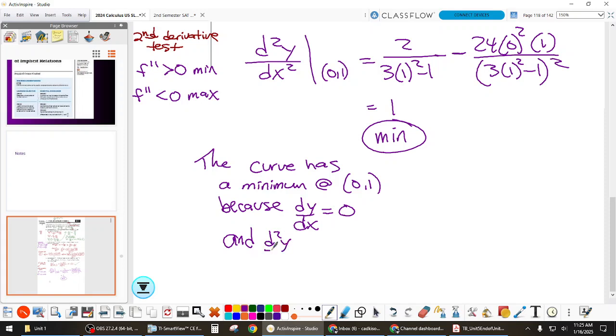Say because dy/dx equals 0 and the second derivative is greater than 0. I always add this at that point, but it's probably implied. Okay. Do you remember doing this? Any questions?